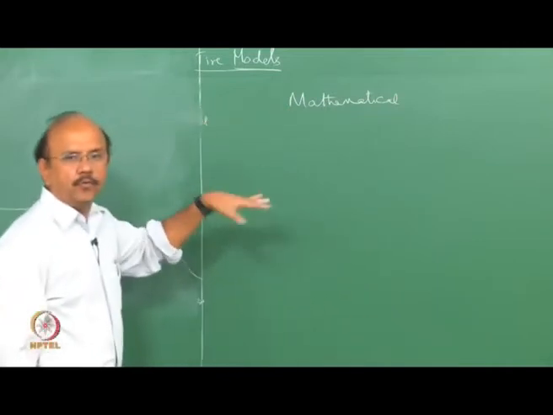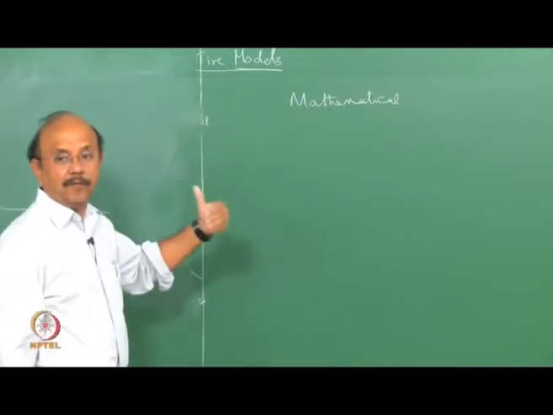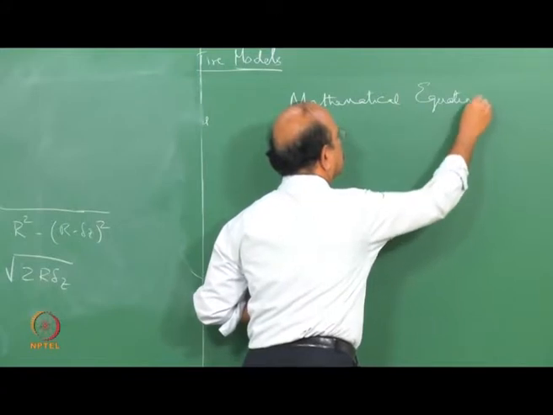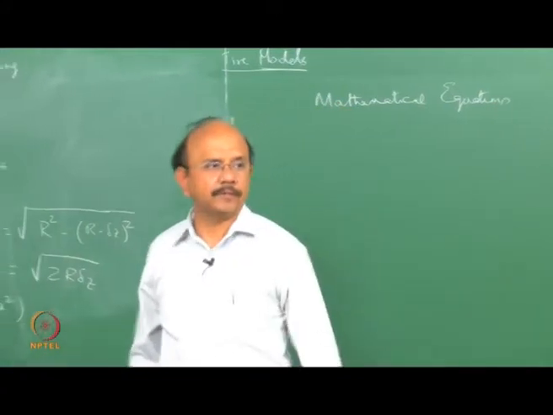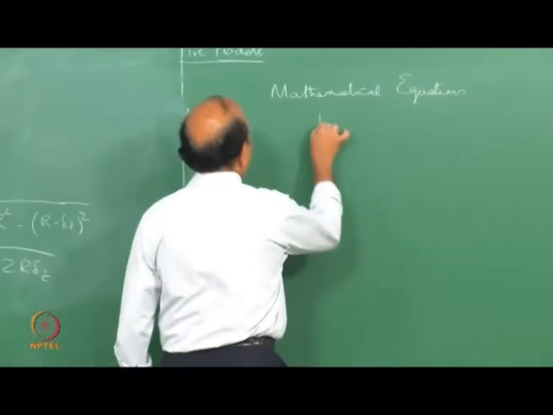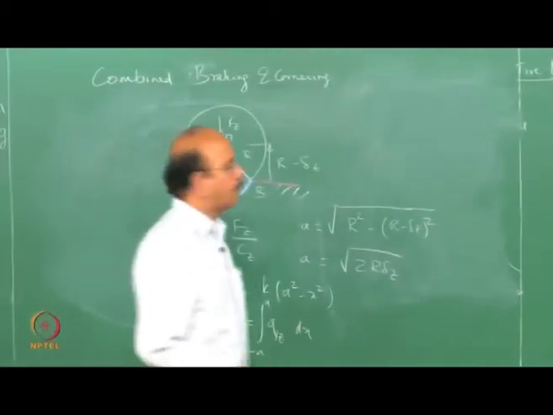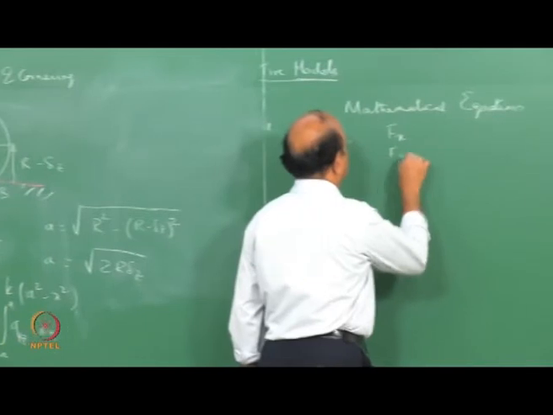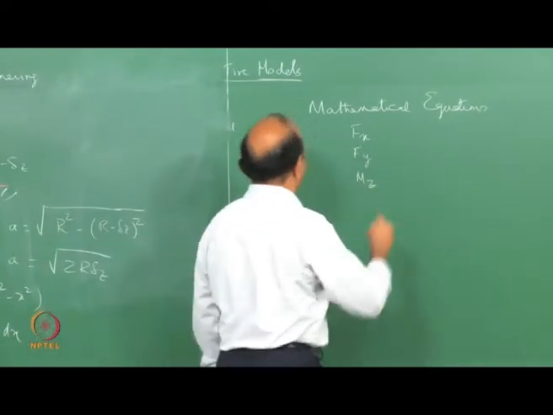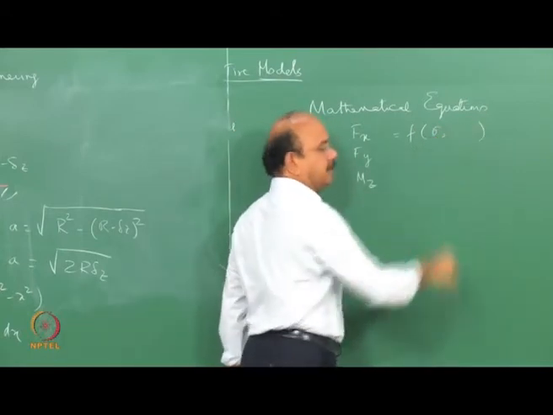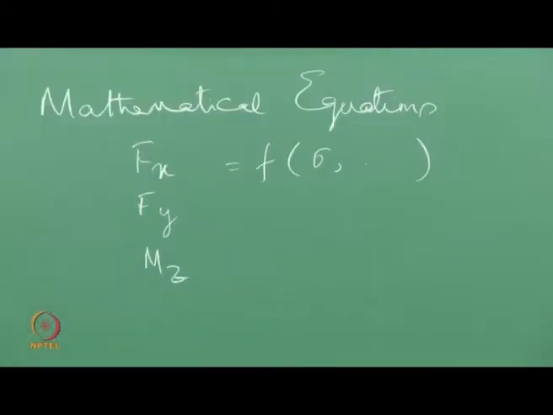I will devote a class or two for the different tire models that are available. Okay, they are mathematical equations. So a model means a mathematical equation which gives us Fx, Fy, Mz, which we just now saw, as a function of, say, sigma and other quantities, which we would see. There'll be some stiffnesses and other things, Cp and so on, right? So it's just an equation which gives Fy.